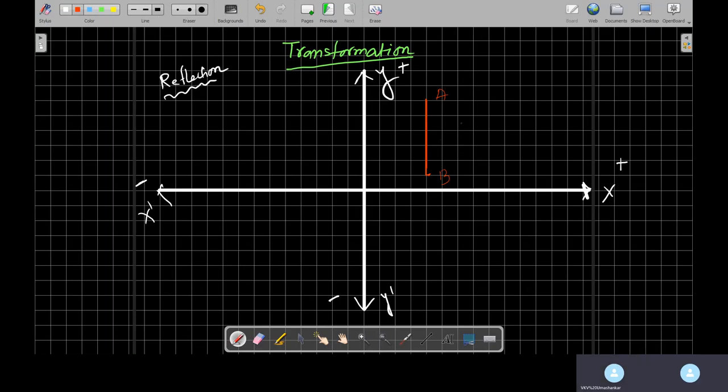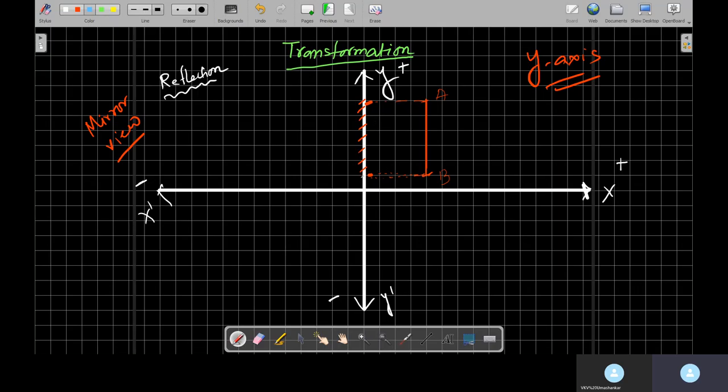You have to reflect this line with respect to the x-axis or the y-axis. First, we are going to do it with respect to the y-axis. In reflection, you have to keep one thing in mind. What does reflection mean? It's a mirror view. Suppose I'm choosing the y-axis as the mirror. When you look in the mirror, it looks back at you. That means the distance from the point to the mirror should be the same as the distance from the mirror to its image.